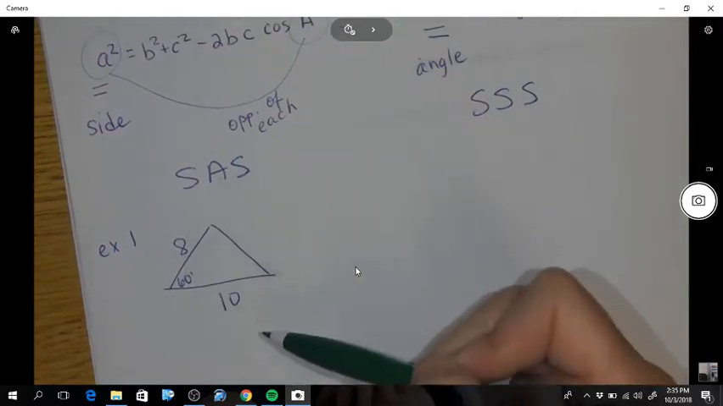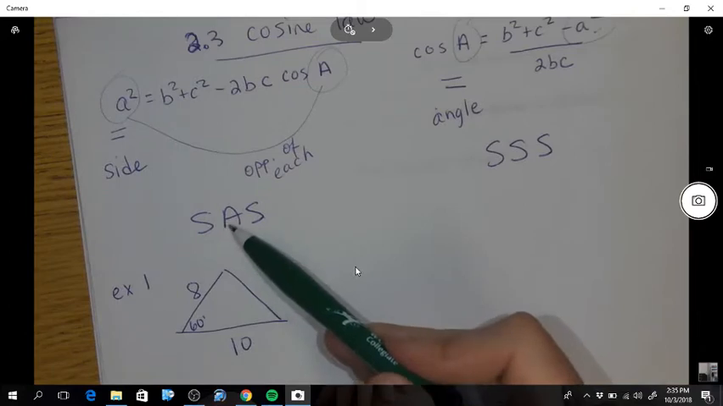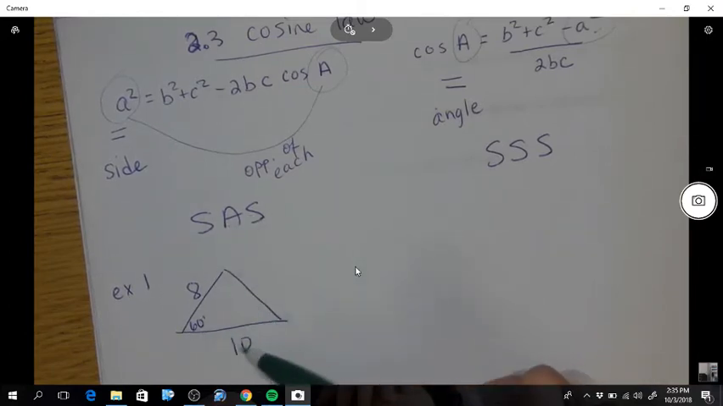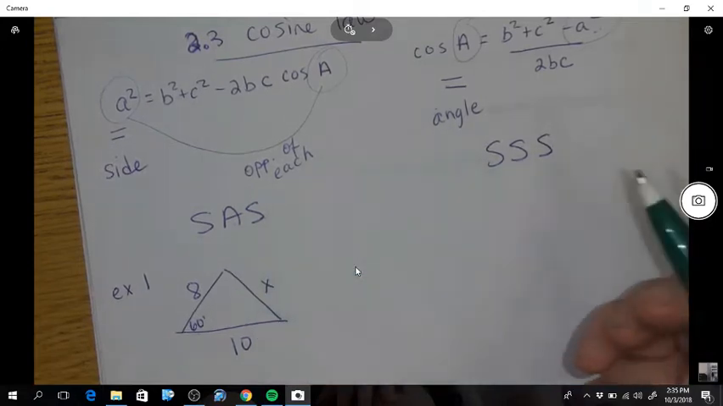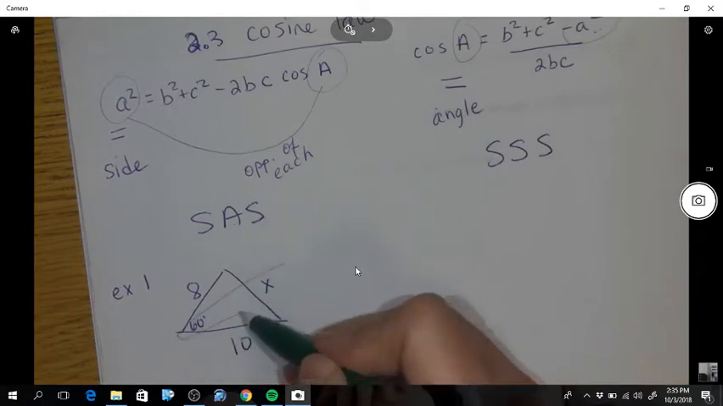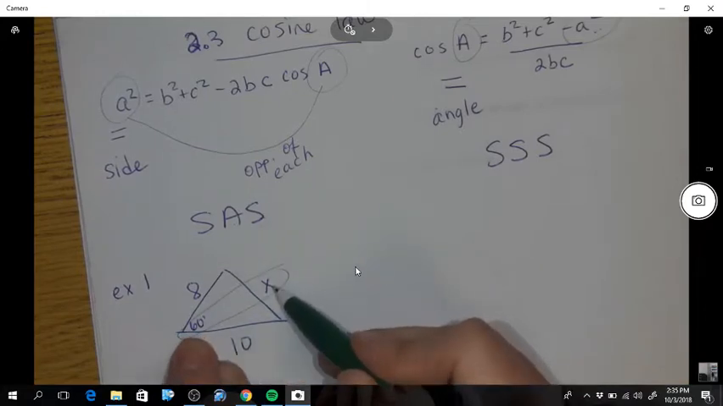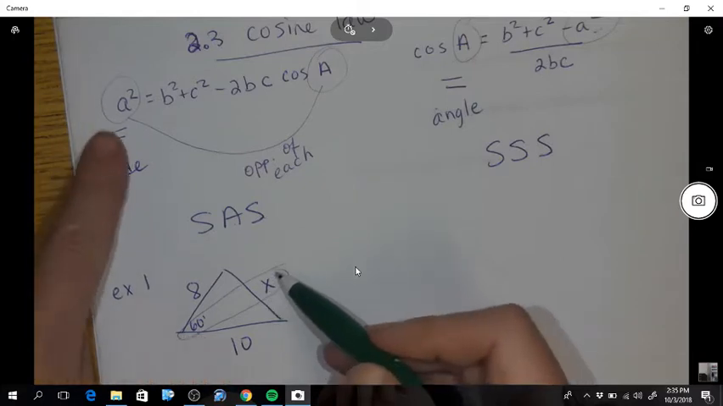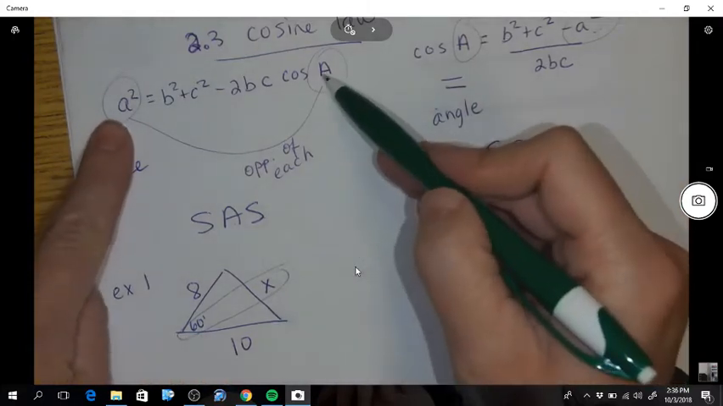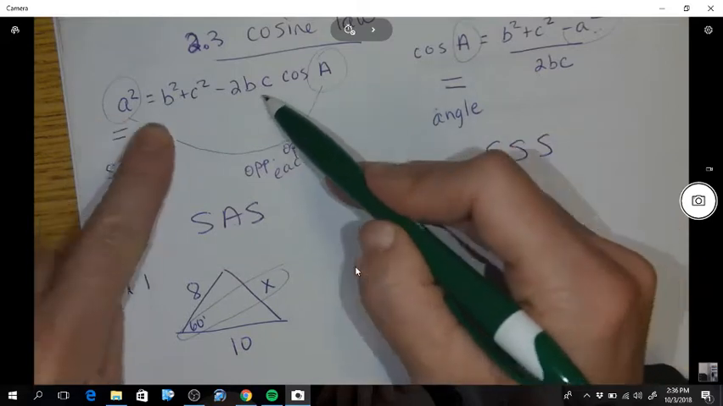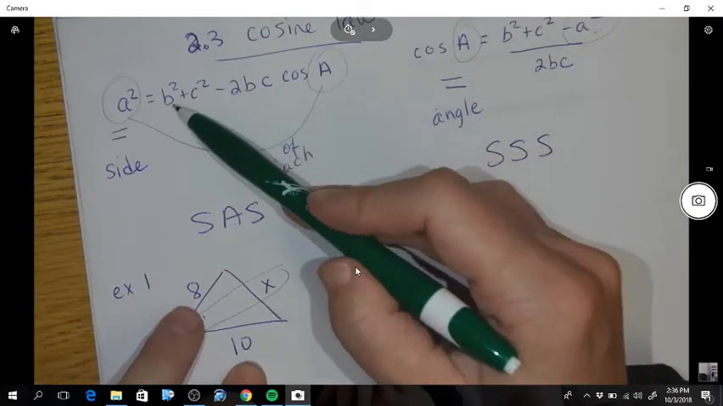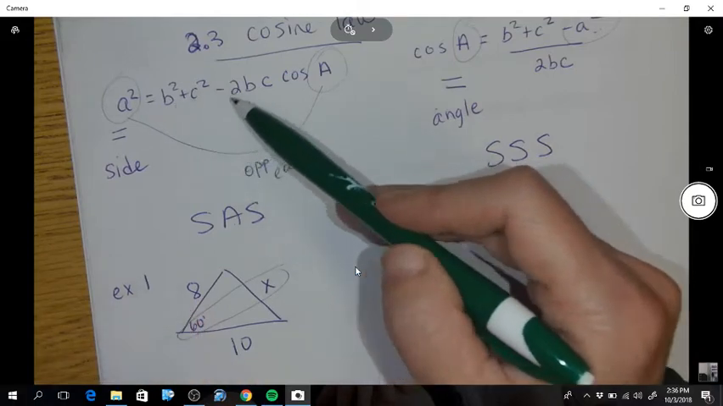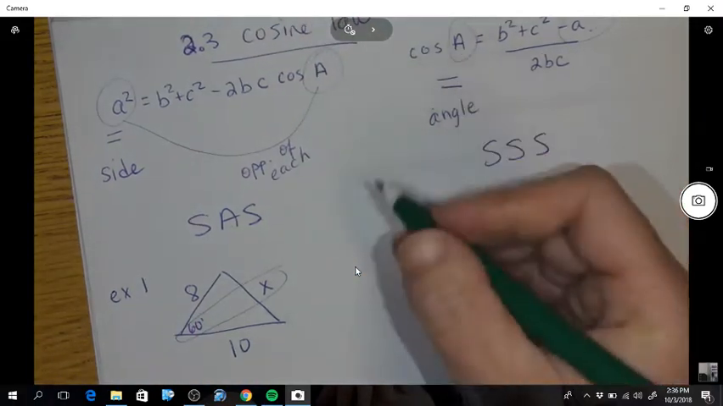Okay, so here when I look at this, I can see that I have an SAS situation, so an angle that's sandwiched in between two sides. Do you see it? Okay, so I'm solving for this x. So this is my opposite part of the formula. So this needs to be x and this needs to be 60. The b and c in the middle parts of the formula don't matter: you can put 8 squared plus 10 squared or 10 squared plus 8 squared. 8 and 10 are interchangeable.